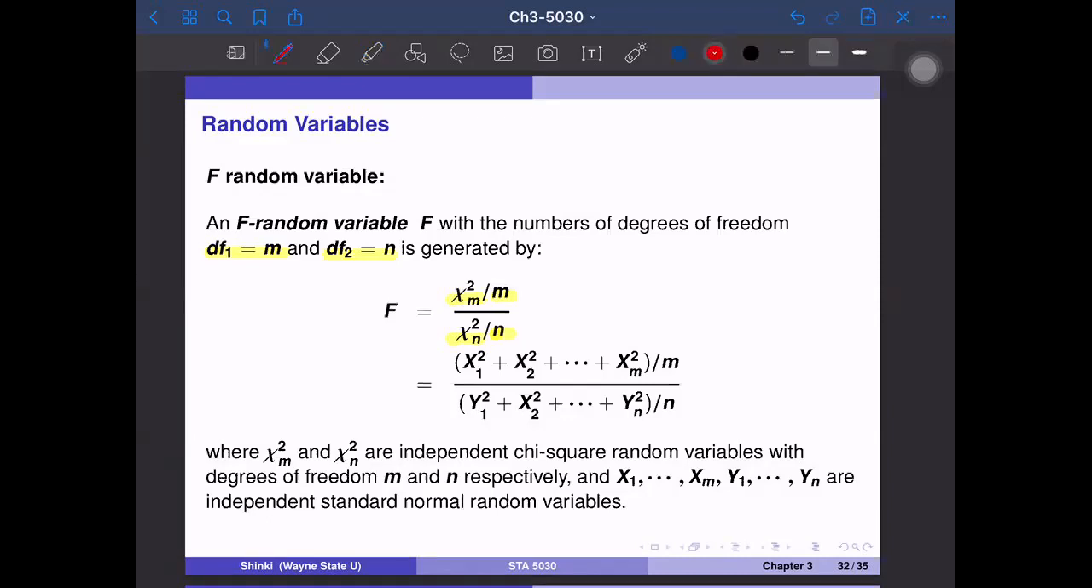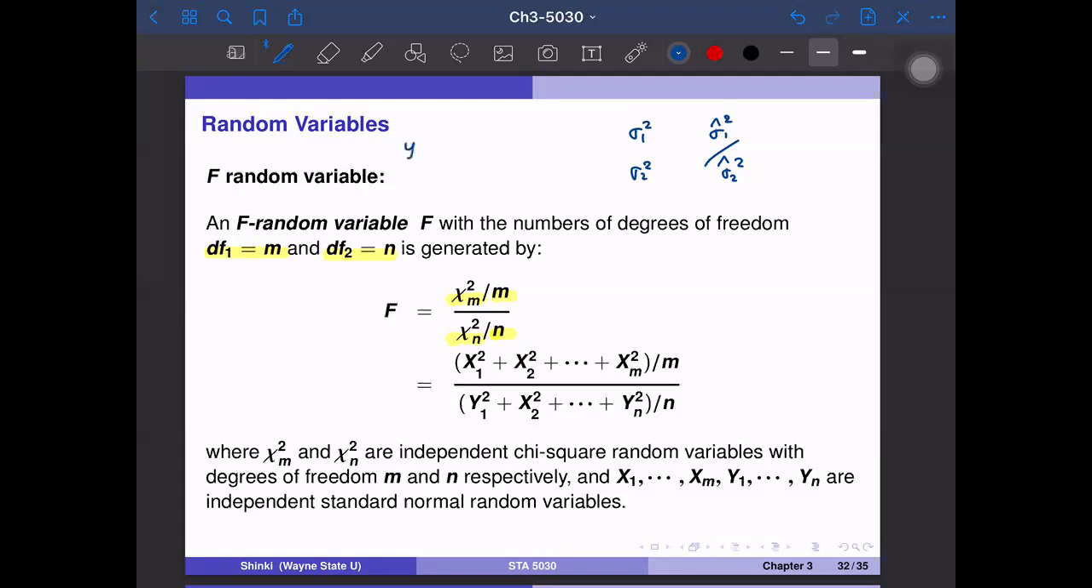So typically, if we have some statistical model and we have one variance sigma 1 square, another variance sigma 2 square, then we think about the estimate of this. Then we think about the ratio. So F statistic, F random variable is used to see what's the distribution of sigma 1 hat square over sigma 2 hat square. So this is particularly useful when we compare two linear models.